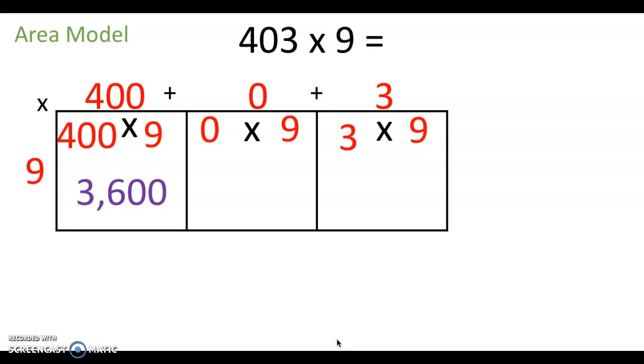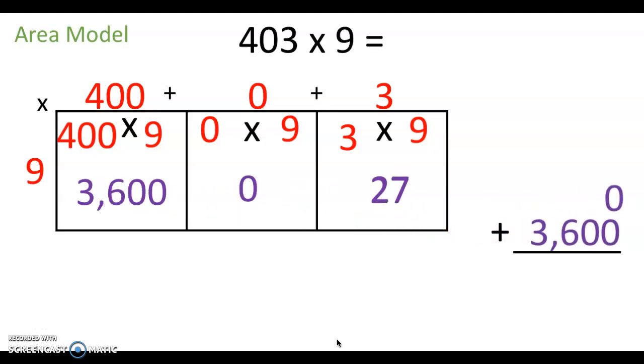0 times 9. Remember, friends, 0 times anything is always 0. 3 times 9 is 27. Then let's stack these up. Let's add them together, making sure that we line up our place values and that we write neatly enough to be able to see our own work. When we add this up, it gives us 3,627.